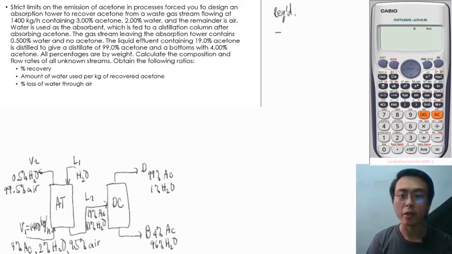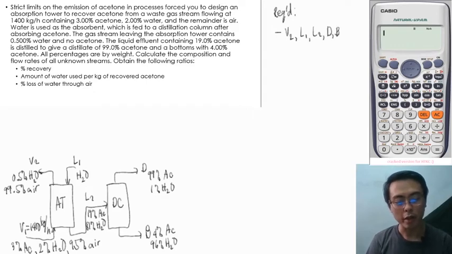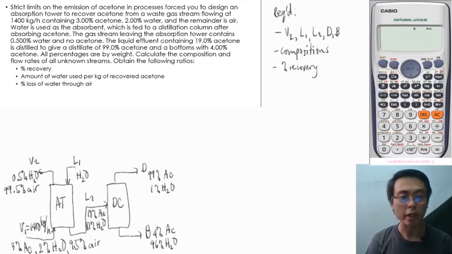We are only given V1, so the unknowns are V2, L1, L2, distillate, and the bottoms. We also need their compositions. We are also asked to get the percent recovery. Presumably, we will be getting the percent recovery of acetone because that is the one that we are concerned about here. We also want to determine the amount of water used per kilogram of recovered acetone.